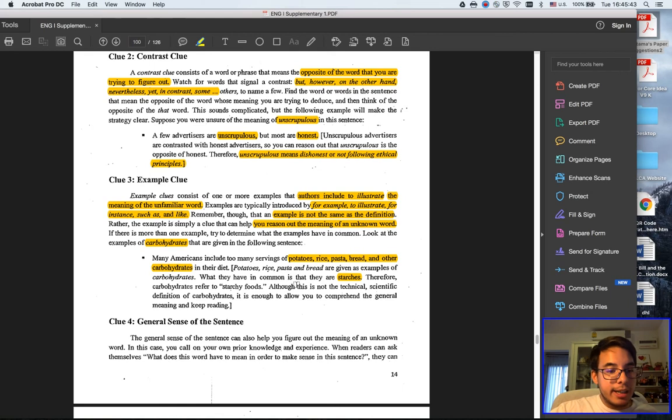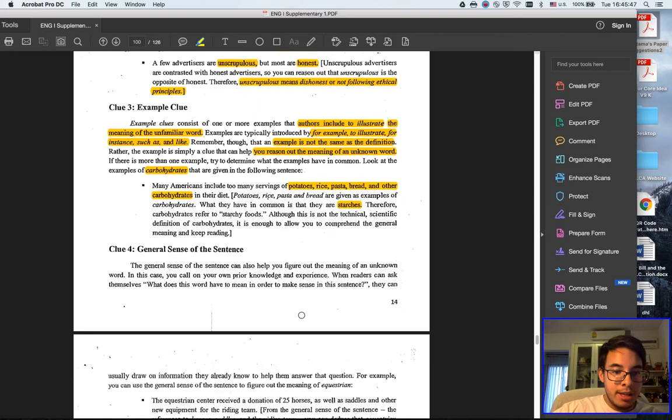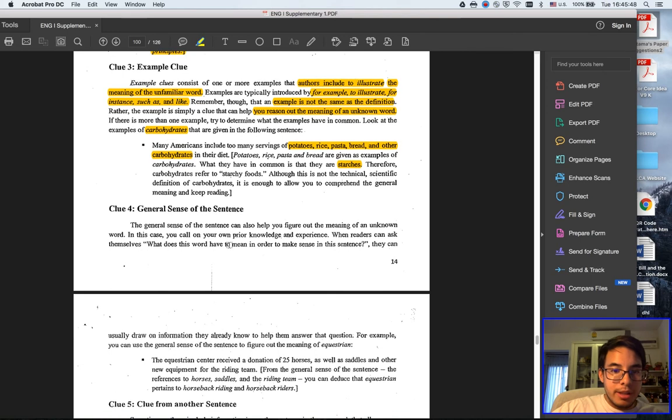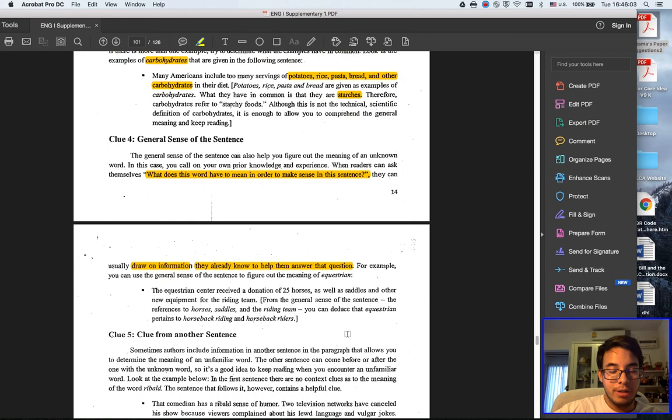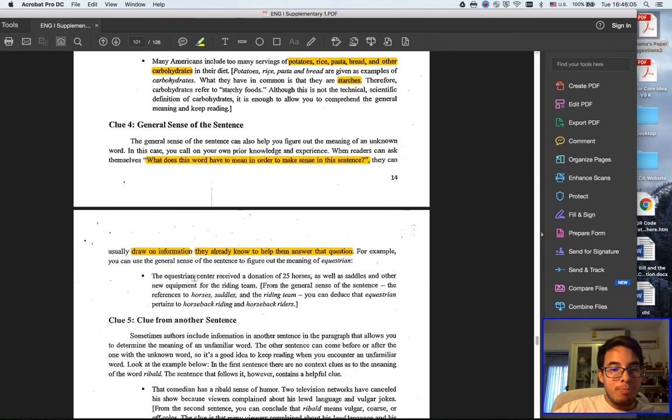Now, clue 4 is getting the general sense of the sentence, okay? What you can do is ask yourself, what does this word mean in order for the sentence to make sense? It usually requires you to draw on information that you already know to help you answer the question, okay? So for example, for the word equestrian.